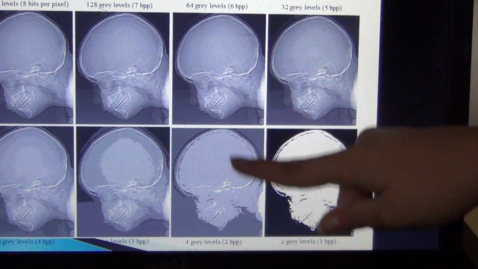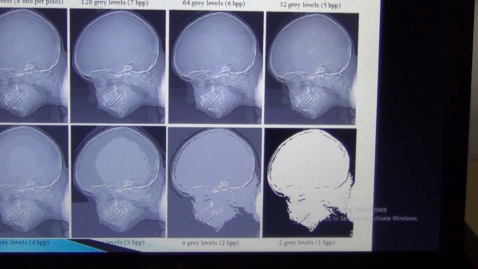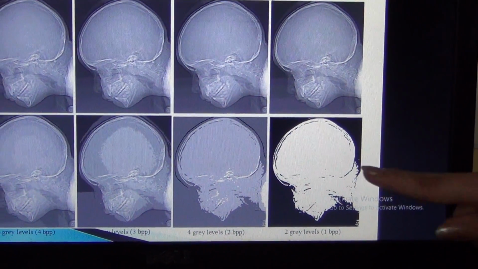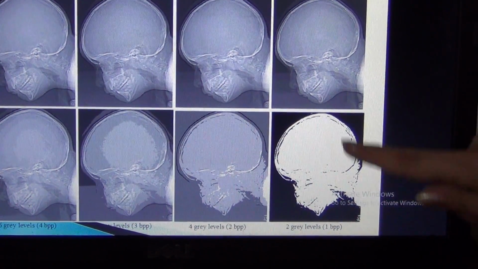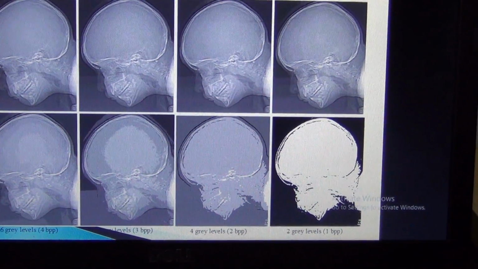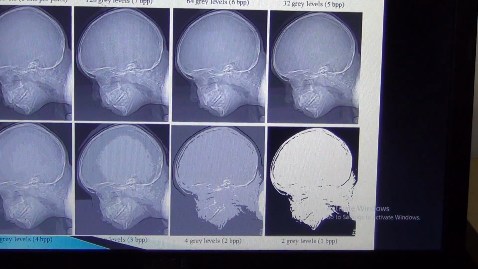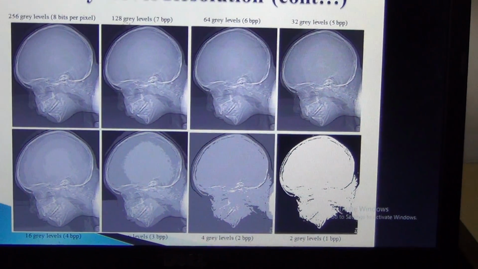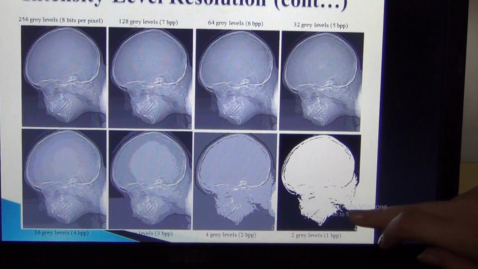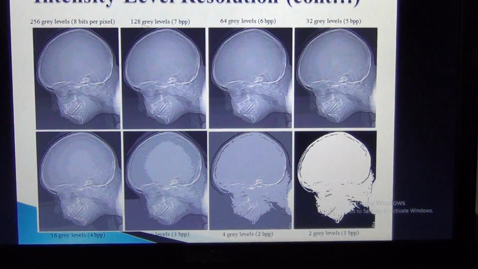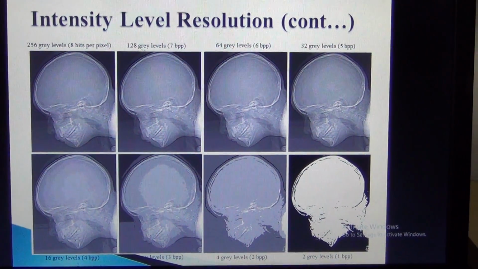Here we can see the distinction between a 128 gray levels image, that is 7 bits used per pixel. Here we can see the original image and the 64 gray levels, that is 6 bits used per pixel. And here we can totally distinguish between the original image and the changed image, which uses 32 gray levels, only 5 bits per pixel.